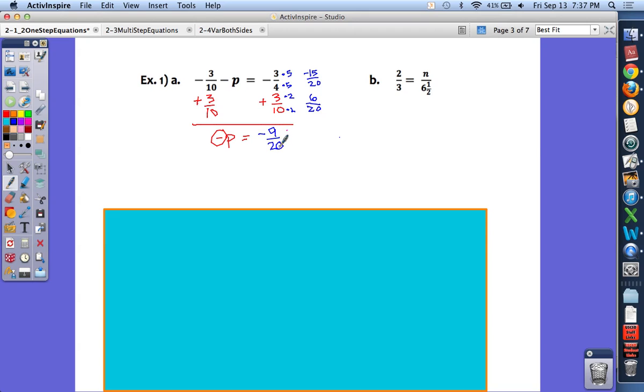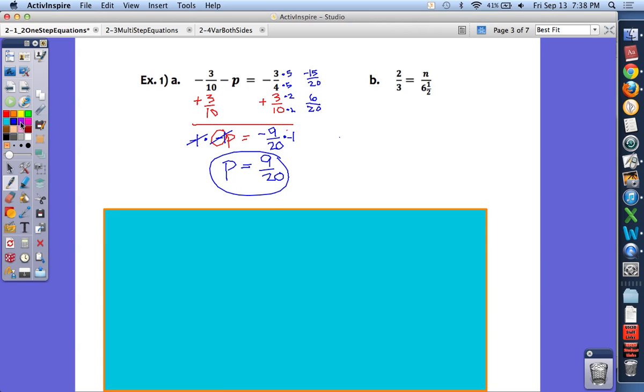I hope you did not stop here because p is not isolated. We still have this negative sign. So how do I get rid of that negative? I can multiply by negative 1. Negative p is like a negative 1p. And if I want to get rid of the negative, I need to bring another one into the equation so that they can cancel. So multiply both sides of the equation by negative 1, and you're left with p equals 9/20ths.